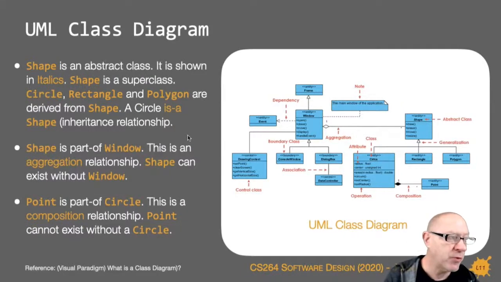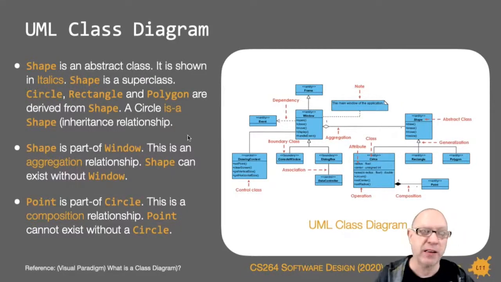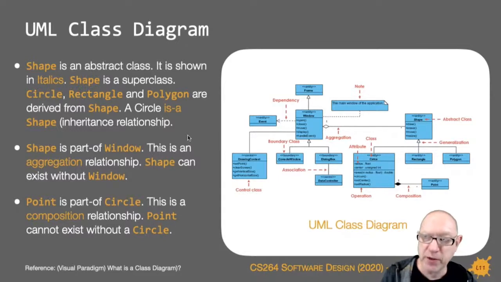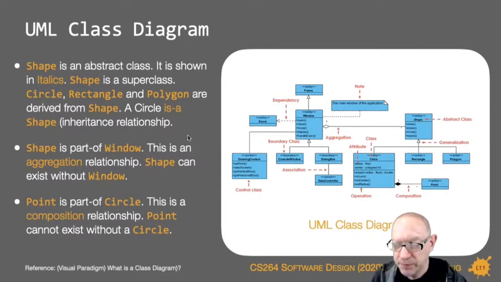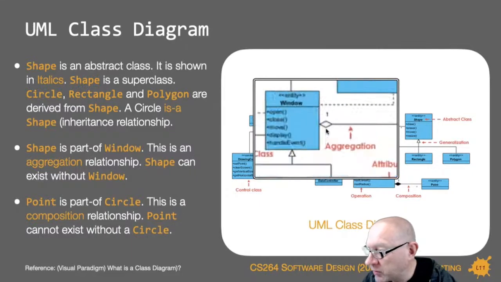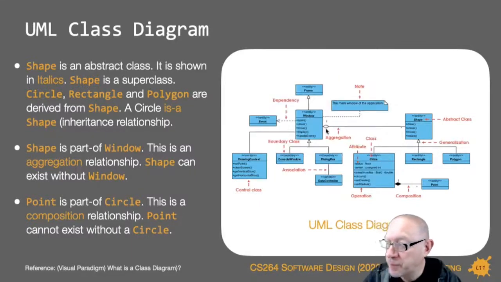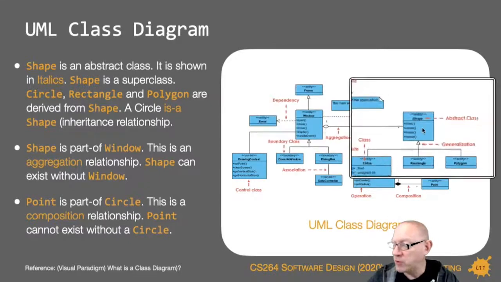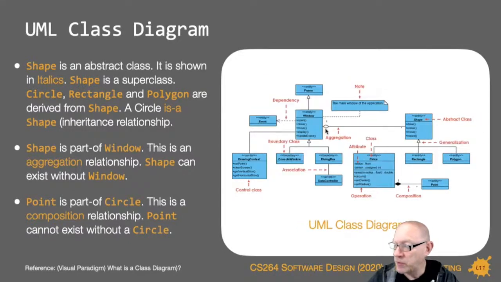So remember I talked to you about reading the diagram. Shape is an abstract class, okay? It's shown in italics. Shape is a superclass, and circle, rectangle, and polygon are derived from shape. A circle is a shape, okay? Shape is part of a window. You can see that here because we have this aggregation. It's an aggregation relationship, and shape can exist without window. So we can have shapes, and they can exist without the window, okay?